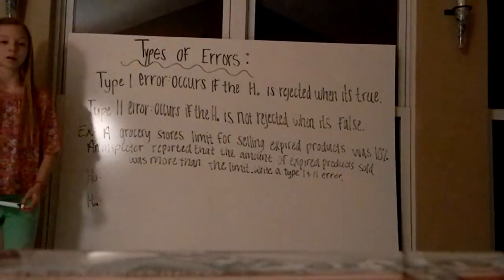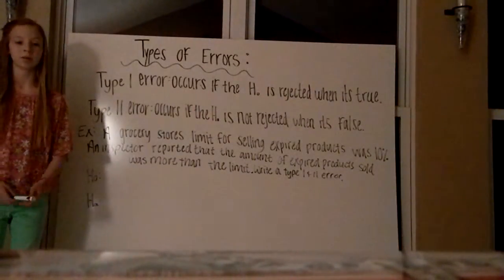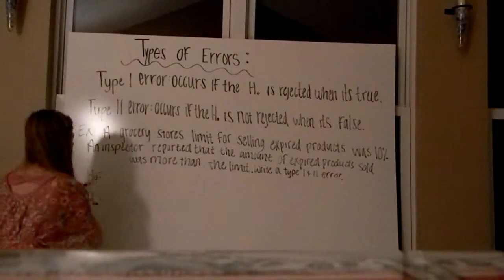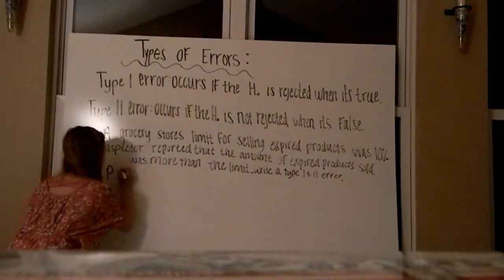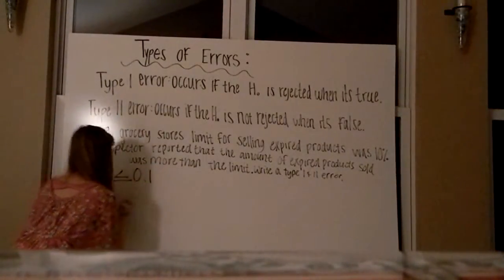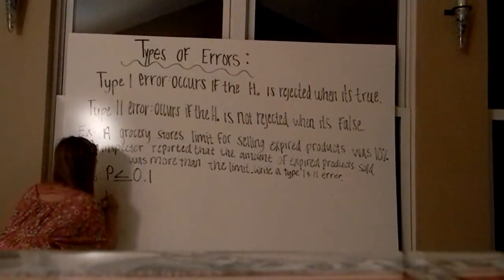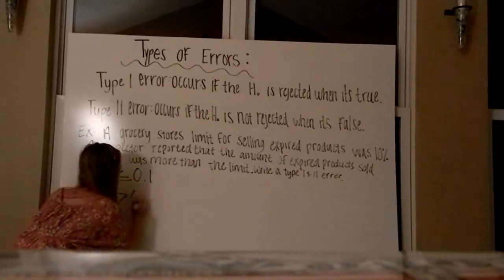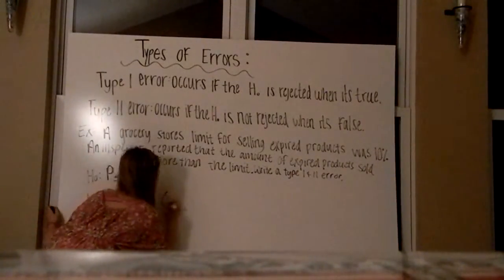We found that our alternative hypothesis is our claim. So our null hypothesis is p less than or equal to 0.1. And our alternative hypothesis is p greater than 0.1, which is our claim.